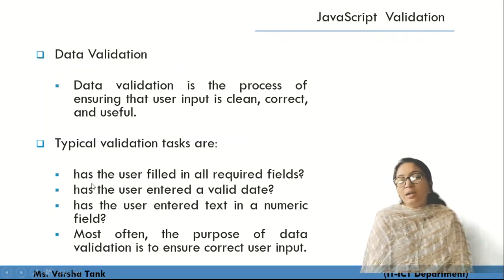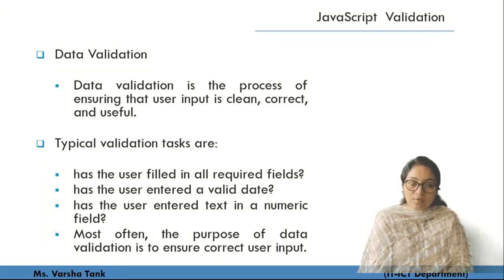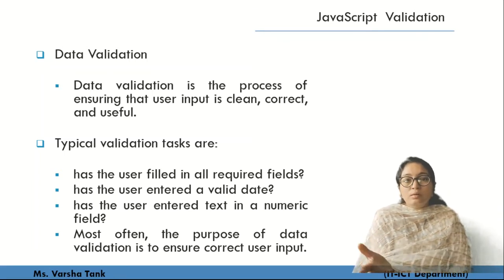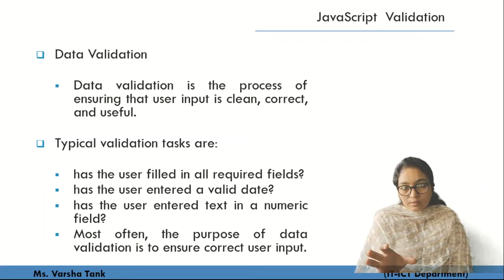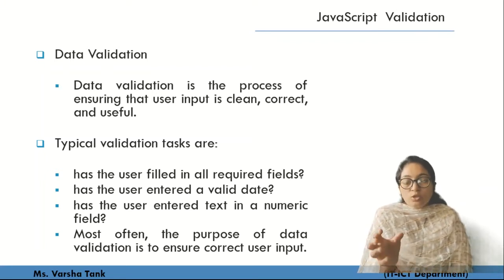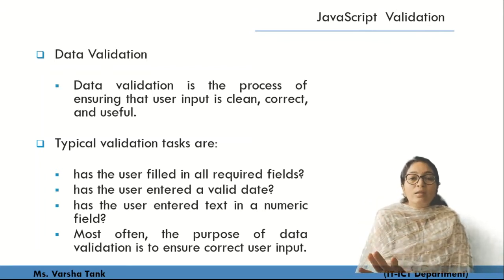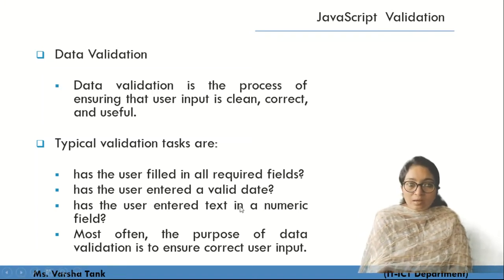Typical validation tasks: has the user filled in all the required fields? That means whatever field is mentioned, you have to fill each and every field. Has the user entered a valid date? For example, if you enter an invalid date in your birth date, it will fire the validation. For example, only 35-year-old candidates can join this form. So it will check if you have entered a date that is very old, then it will fire the validation. That is, has the user entered a valid date?